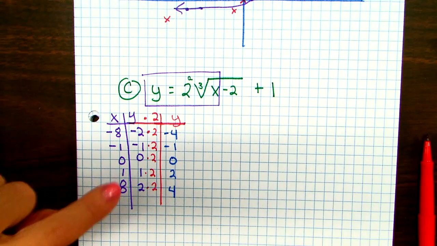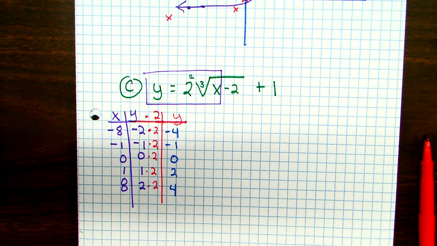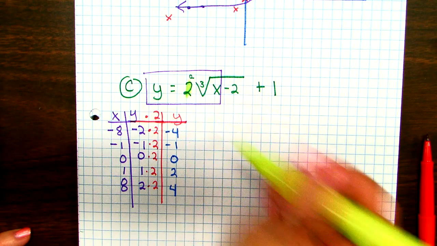So when do you have to actually write the whole XY chart out? Anytime there's a value in front.